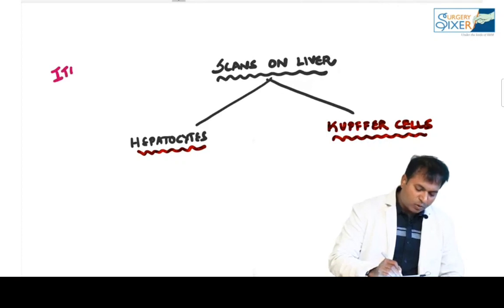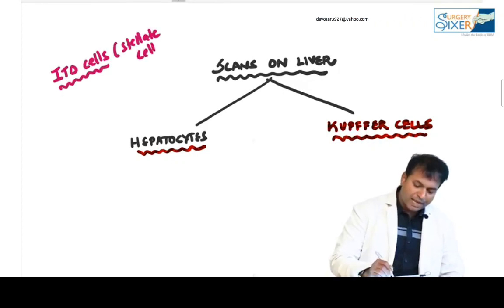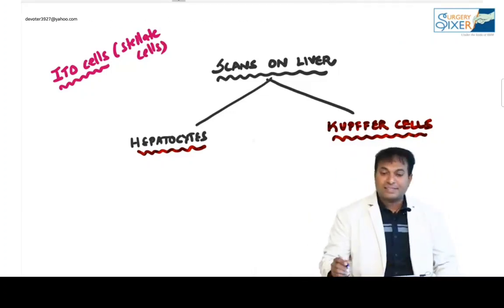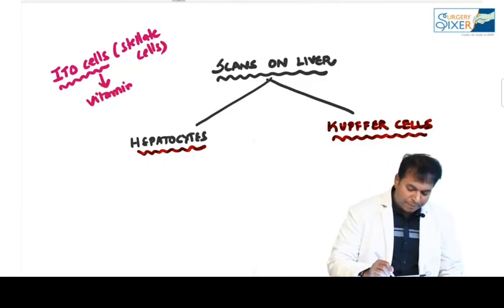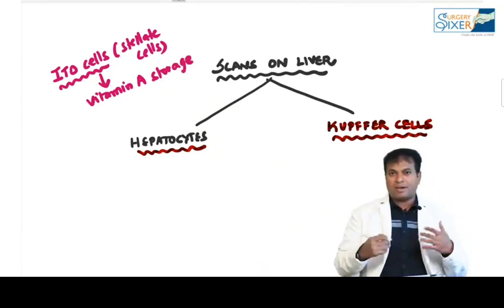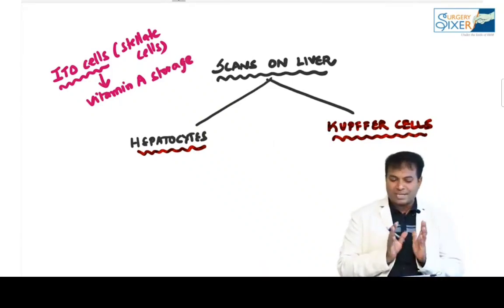So let me ask you one physiology question here. What is the function of Ito cells in the liver? Ito cells, also known as stellate cells in the liver. What is its function? Yes, can you tell me? The very important MCQ from physiology. Ito cells or stellate cells produce vitamin A storage. High yield question. Vitamin A storage is done by these cells, but that is not important as a surgeon for me. So I'm not going to discuss about it. Just for MCQ, I'm telling Ito cells or stellate cells store vitamin A.